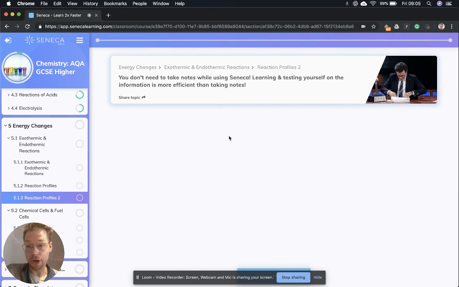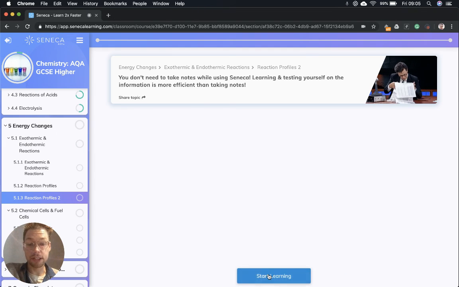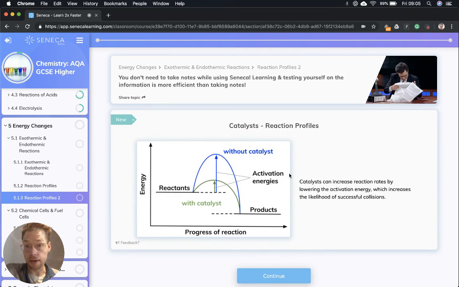Today we're going to be going over reaction profiles. This is the second episode looking at reaction profiles, so make sure you check out the first one. Today we're just going to be delving into a little bit more depth and talking specifically about catalysts and the way they interact with reaction profiles.